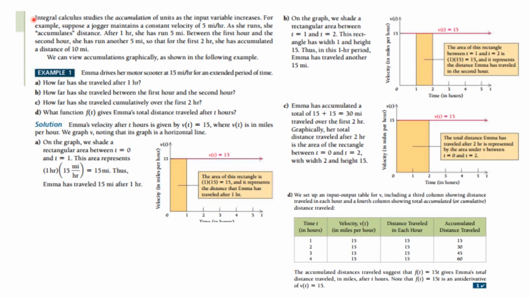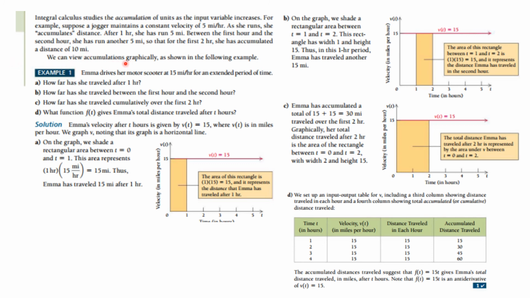Integral calculus studies the accumulation of units as the input variable increases. For example, suppose a jogger maintains a constant velocity of 5 miles per hour. As she runs, she accumulates distance. After 1 hour, she has run 5 miles. Between the first hour and the second hour, she also runs another 5 miles. And so for the first 2 hours, she has accumulated a distance of 10 miles.